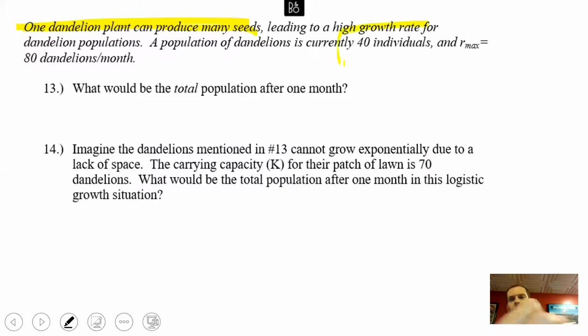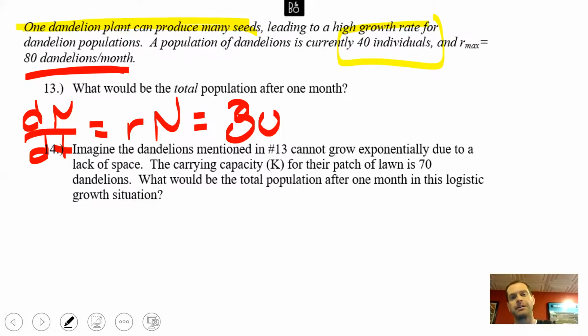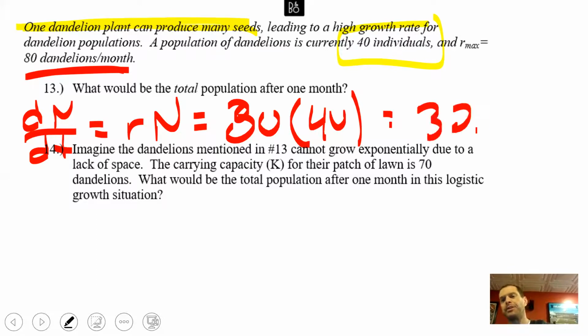We are sitting at 40 individuals, and the r max is 80 dandelions a month. So some people are looking at this question like, whoa, whoa, whoa. So far, all of our r values have been like 0.7 or 0.02. Why is this 80? Why is this value so high? Because consider the source. It is a dandelion, and dandelions can have lots of babies. So if we do rN, we're going to put in a number of 80. We're going to multiply that by 40, and that gives us, I believe, 3,200.